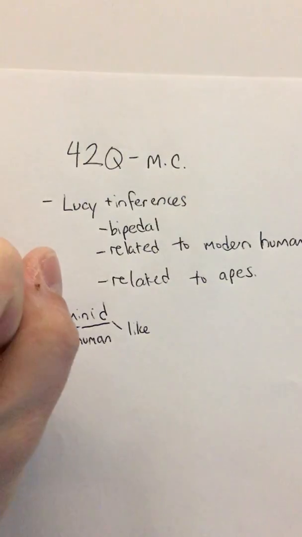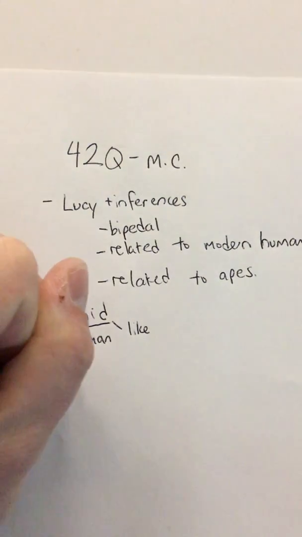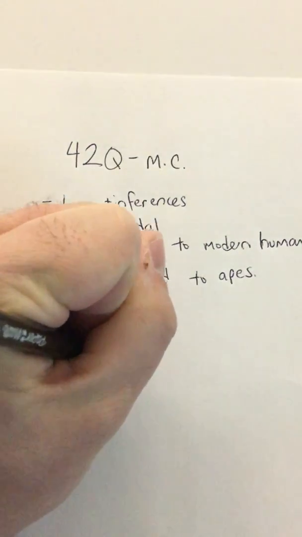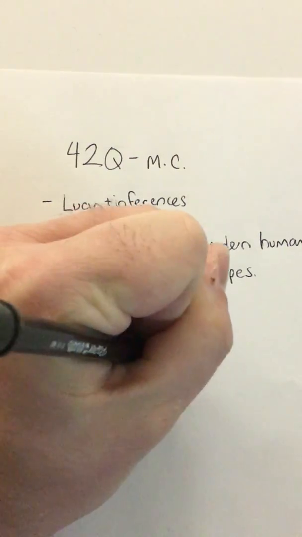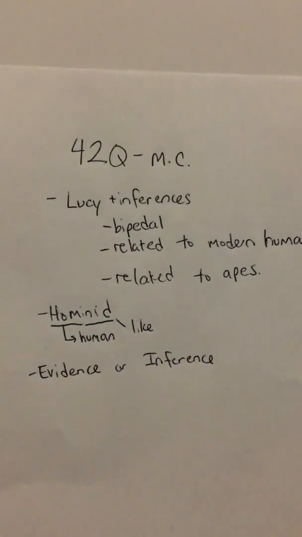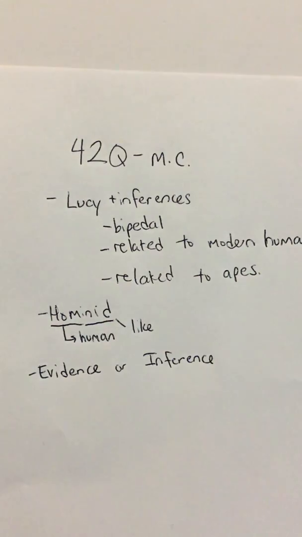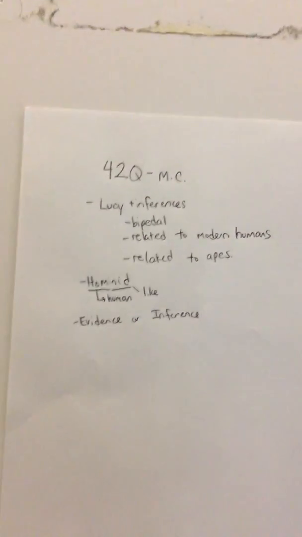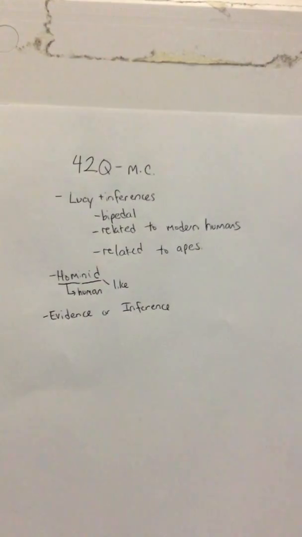You need to know, if I give you a statement, you need to tell me once again if that statement is evidence or if it is an inference. So evidence or inference. If I give you a statement, you need to be able to tell me, is that statement evidence or is that statement inference? Which is it?